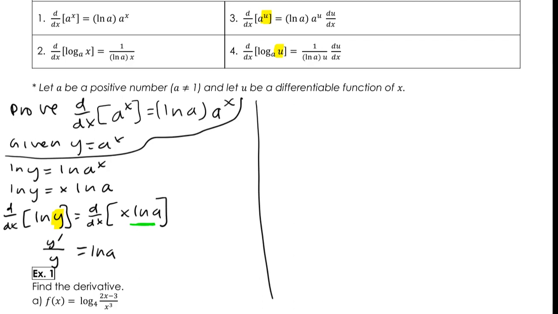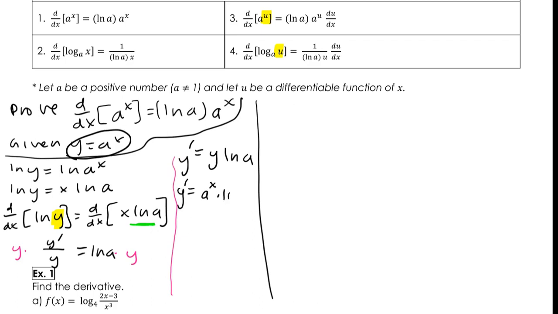Now we're almost done, but we're trying to find the derivative. So now, let's put a little separator in here. I'm going to take this function over here, and I'm going to multiply both sides by y to get the derivative by itself. So now y prime equals y ln a. But look back up in the beginning. What was y equal to? y is equal to a to the x. So now I have a to the x times natural log of a, and we are done.